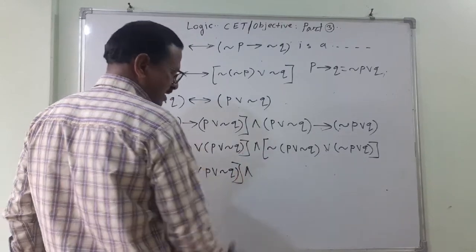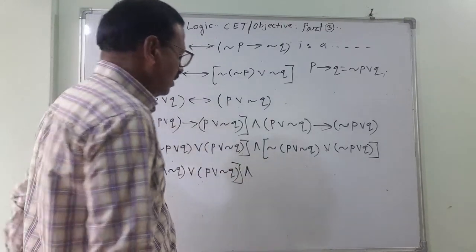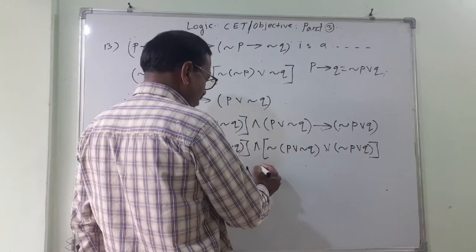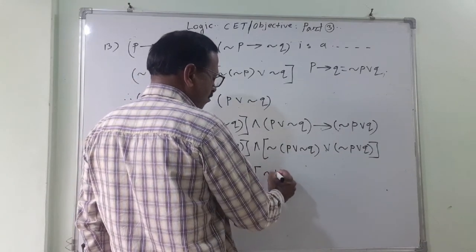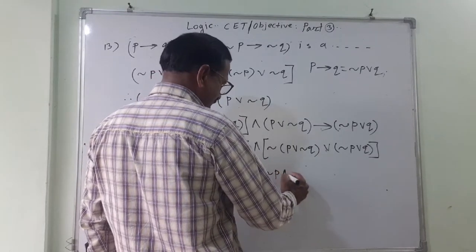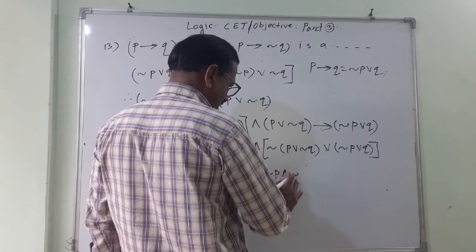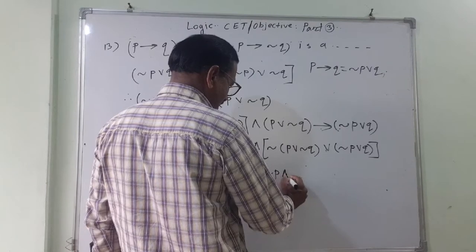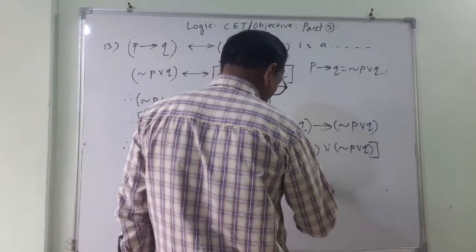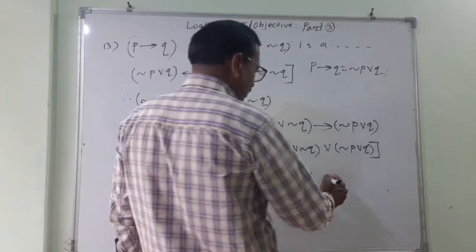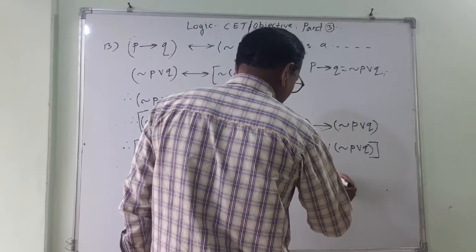And in the series, here this negation will be like this. The negation of negation P will get cancelled and I will get Q. So this is negation P or Q.